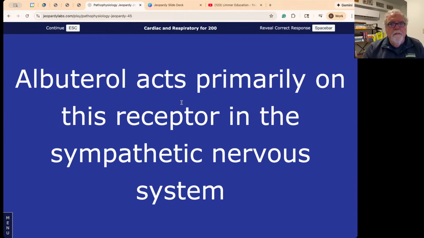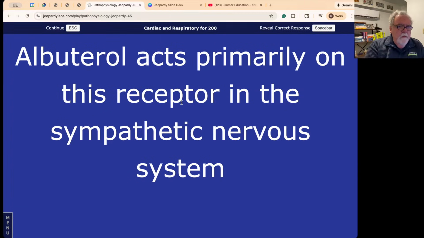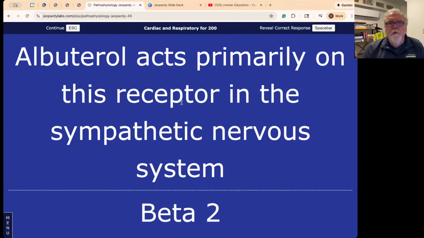Also can cause some tremors. But albuterol is a beta 2 specific medication. We could give epinephrine for an asthma attack, but that's going to cause vasoconstriction and speed up the heart, which could really raise blood pressure, and that's not good. We want something that's going to work primarily on the lungs, and that's what we have with albuterol, and that affects beta 2. All right, and that dilates bronchioles.